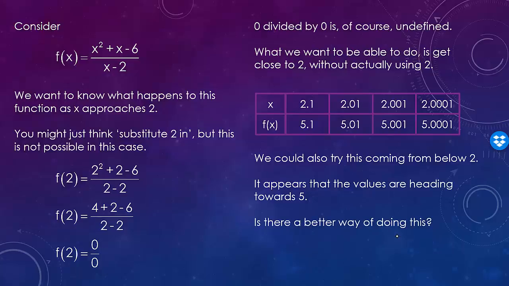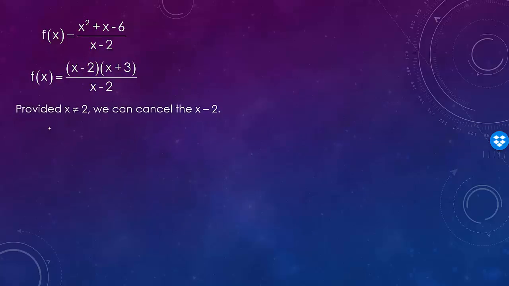Is there a better way of doing this, however, other than every time we have one of these situations, having a table of values? Well, let's go back and look at the function. We can factorize the top. Now we've got x minus 2 on the top and x minus 2 on the bottom. Provided x is not equal to 2, we can cancel the x minus 2. Note that you can't do it if x is equal to 2 because it's 0 over 0, which is undefined. But if x is not 2, then x minus 2 is not 0, and therefore they can be cancelled.